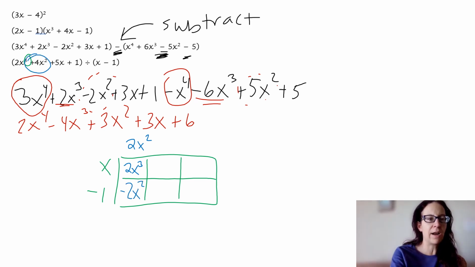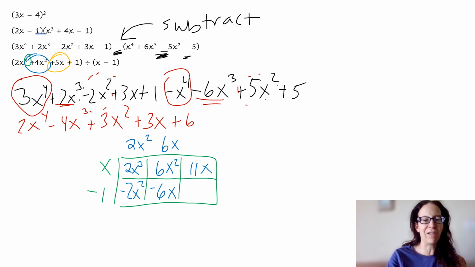And we need our x squareds to add up to positive 4x squared, which means that this has to be a 6x squared. x times 6x would give me the 6x squared. 6x times negative 1 is negative 6x. And for those, we need those to add up to positive 5. What was I thinking when I wrote this problem? So that means this has to be 11x, which makes this an 11 and this a negative 11.